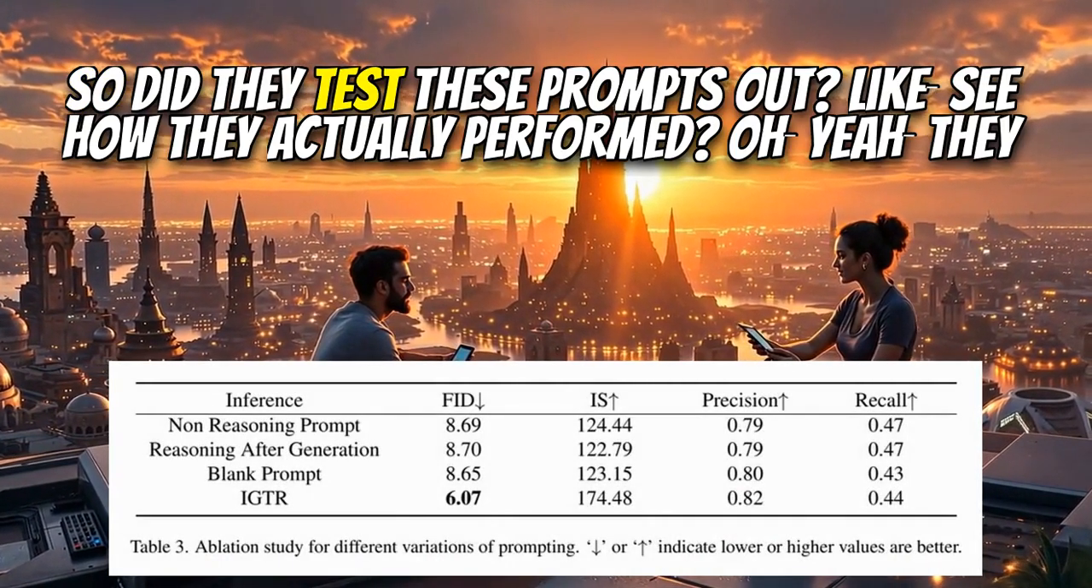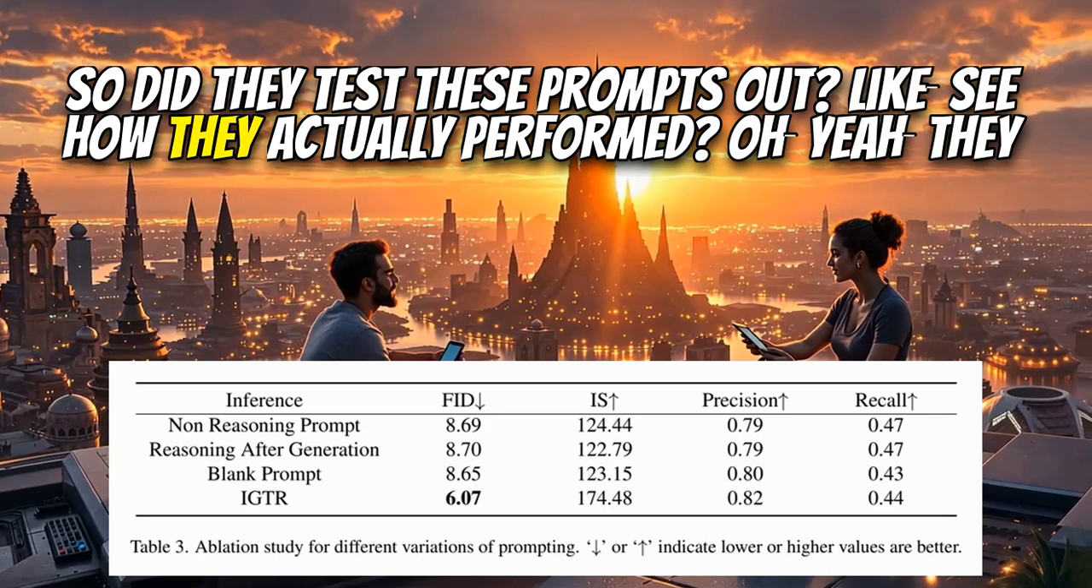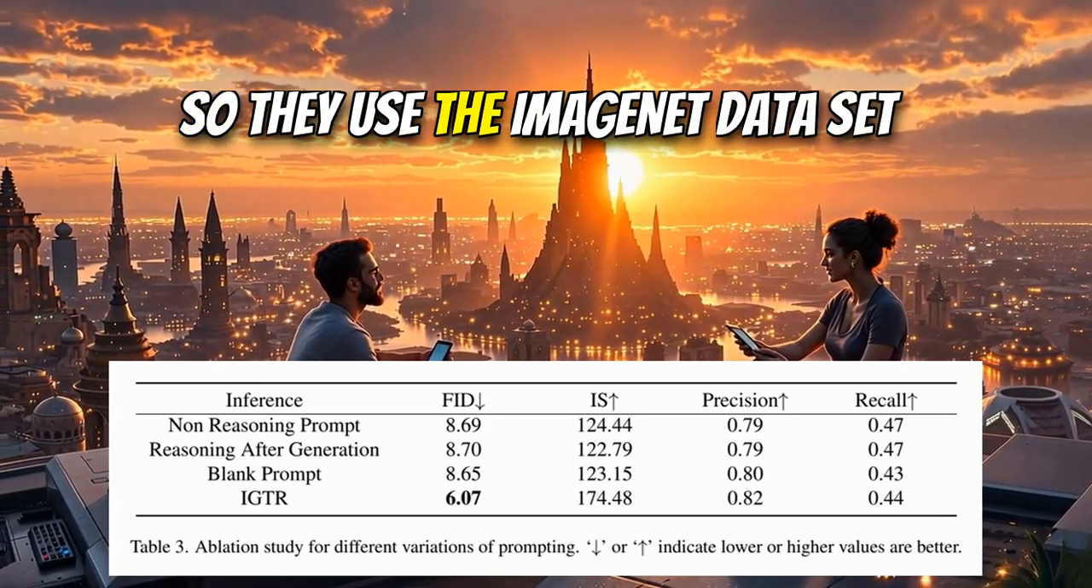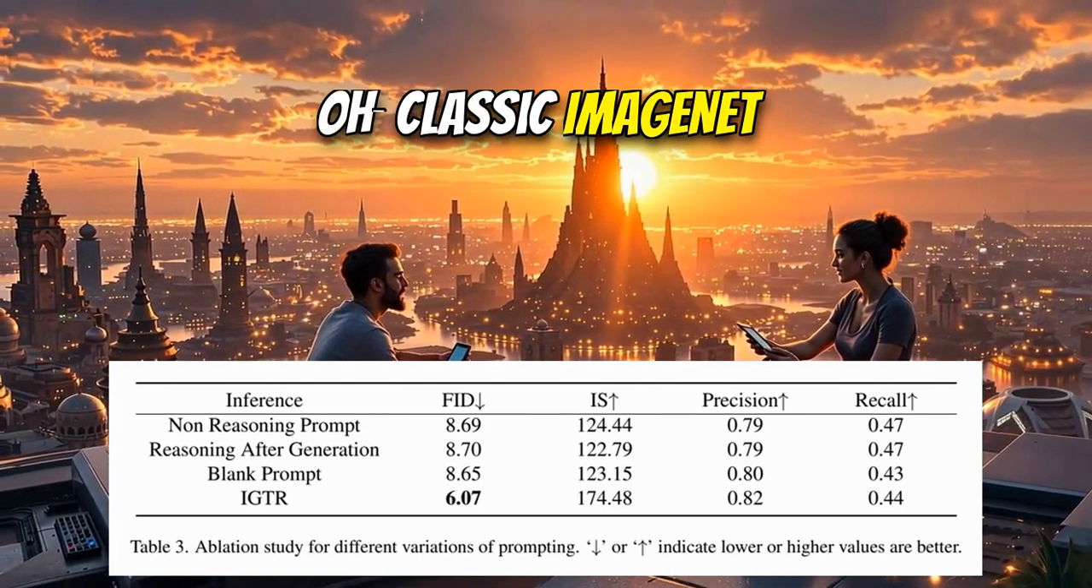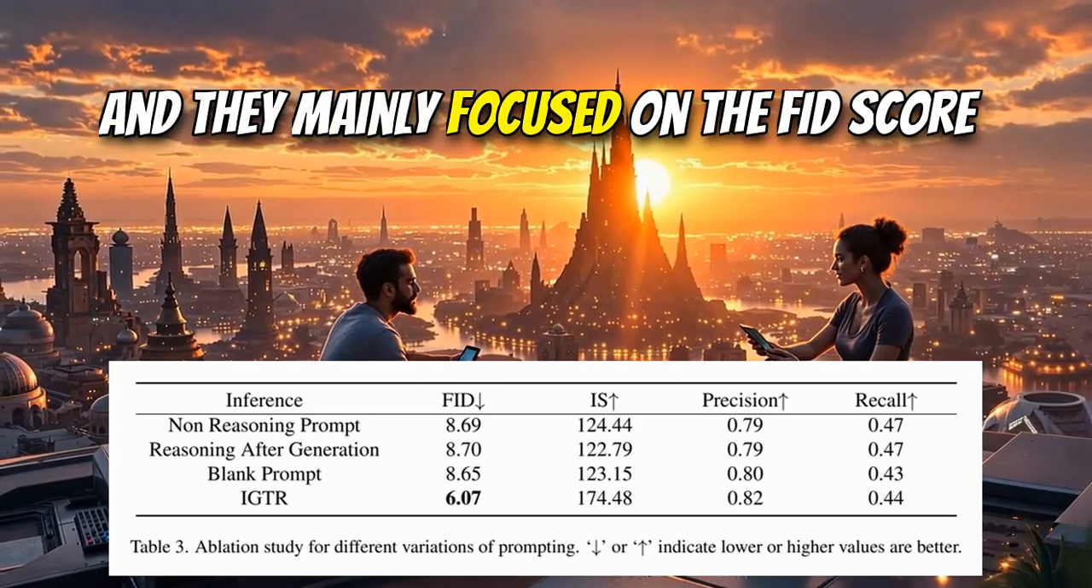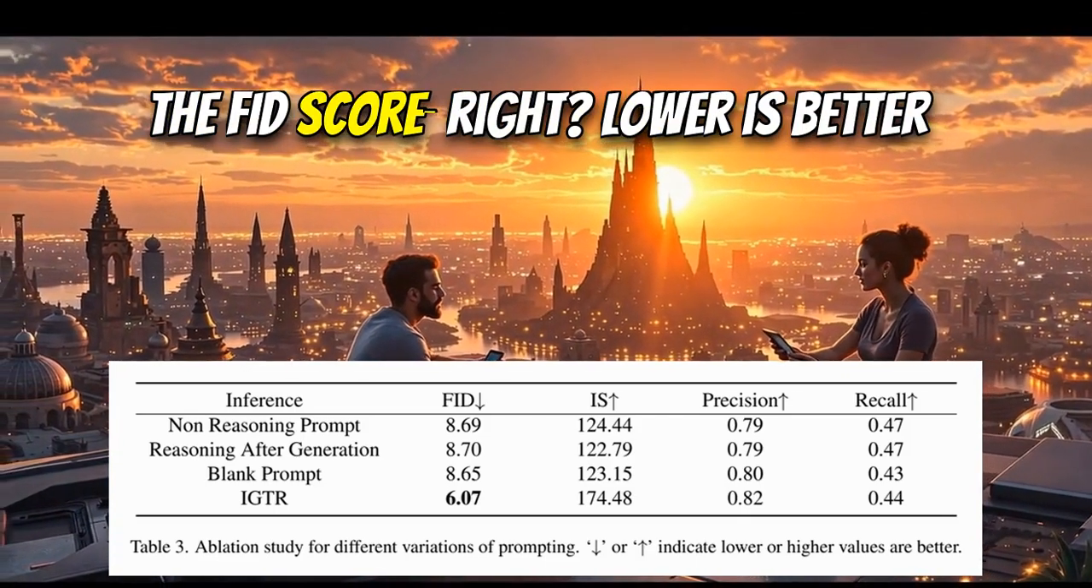So did they test these prompts out? Like see how they actually performed? Oh yeah, they did a bunch of experiments. Cool, tell me about it. So they used the ImageNet data set. Oh, classic ImageNet. 256 by 256 resolution. Okay. And they mainly focused on the FID score. The FID score, right? Lower is better.